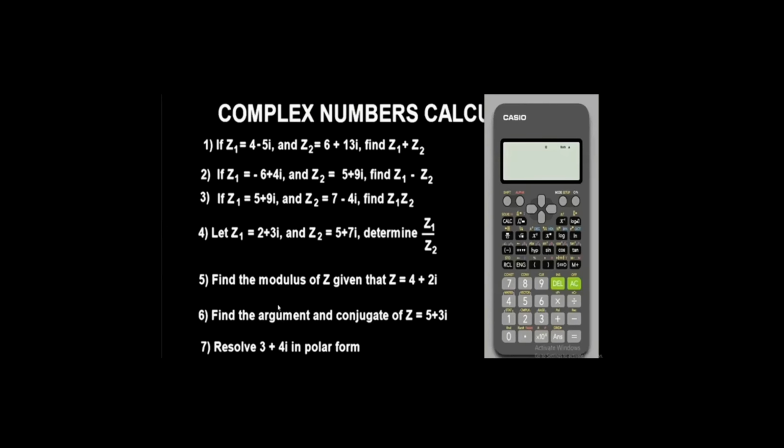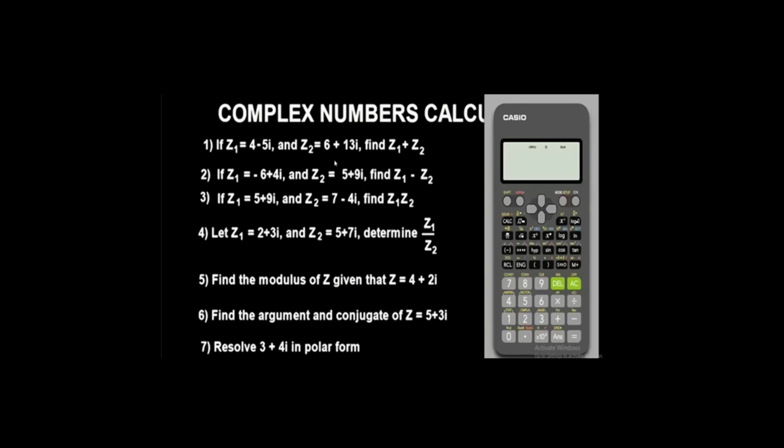So we have some questions to practice with here. After solving these 7 questions here with you guys, we'll be in a better position to tackle any problem you meet involving complex numbers. Alright, so let's begin with question 1. We have if z1 equals 4 minus 5i and z2 equals this, find z1 plus z2. So this is addition of complex numbers.